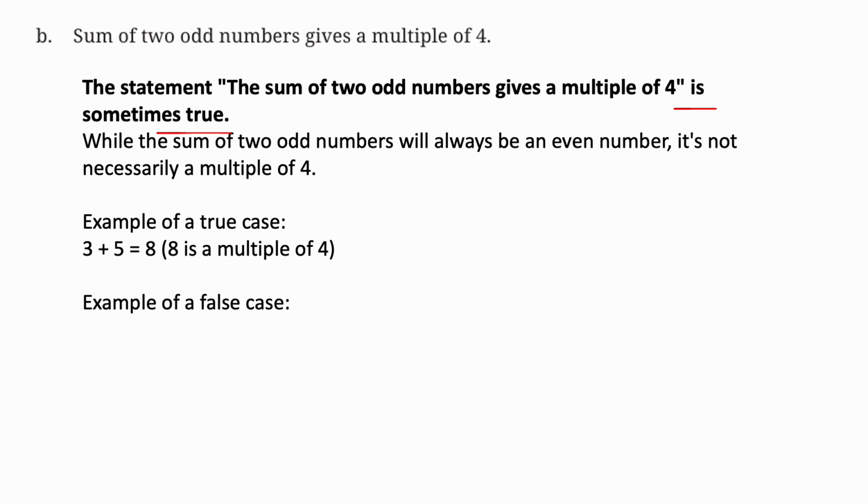See another example, an example of a false case. 1 plus 5 is equal to 6. Here 1 and 5 are odd numbers. Their sum is 6. 6 is an even number, but 6 is not a multiple of 4.